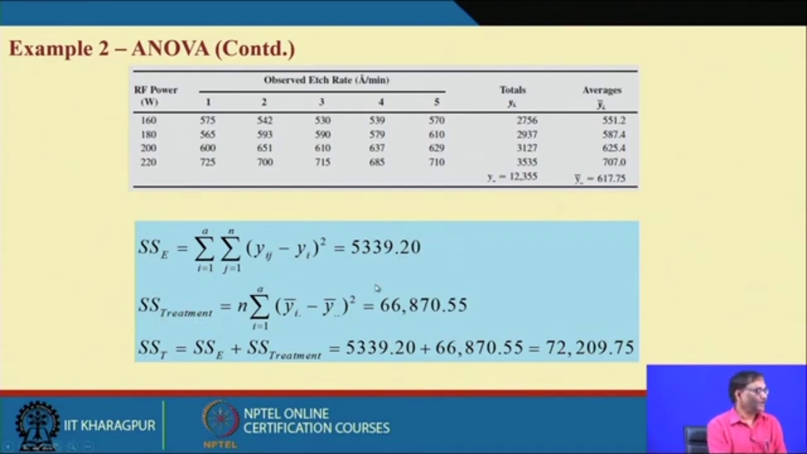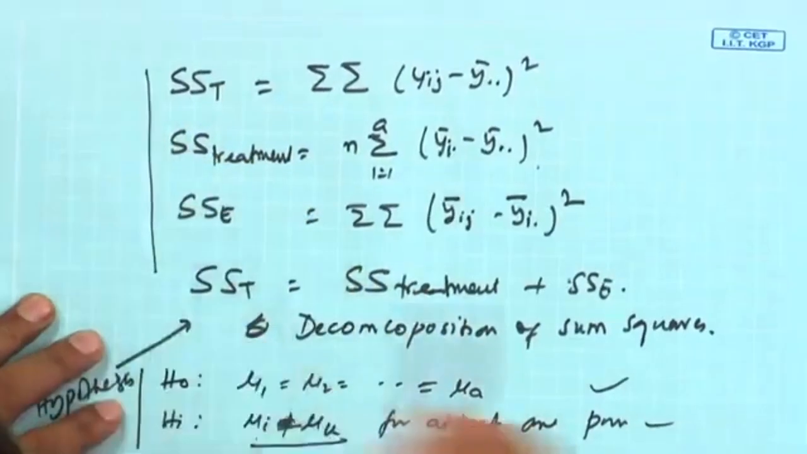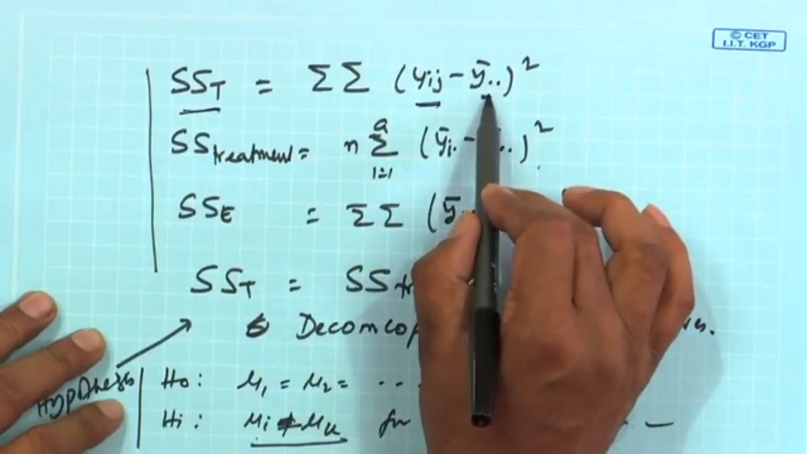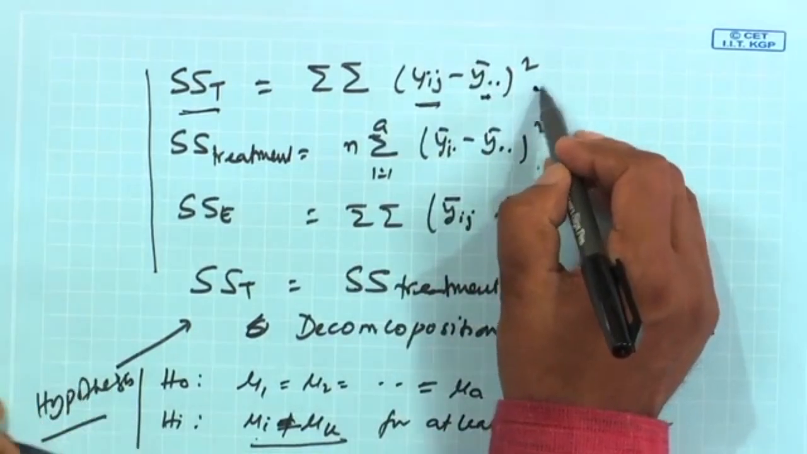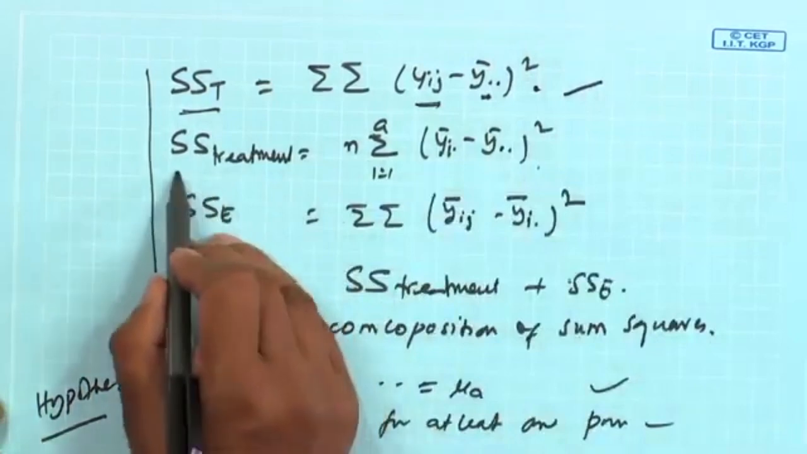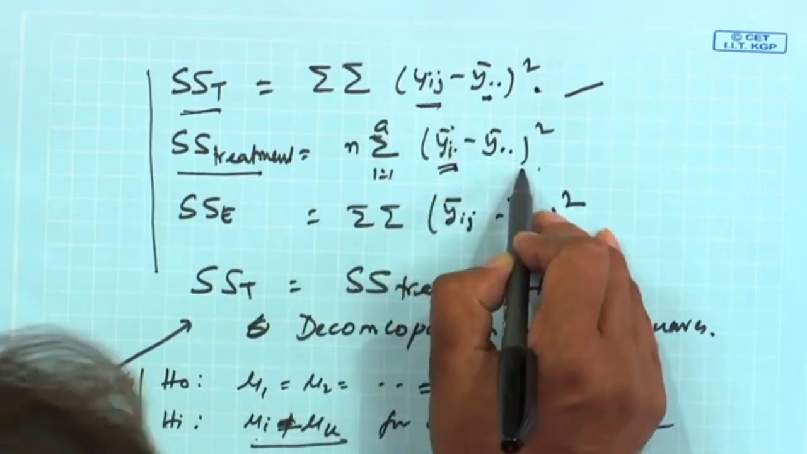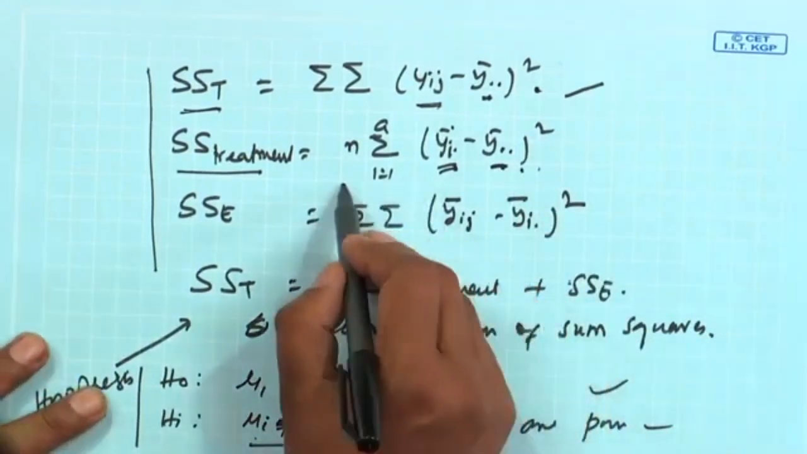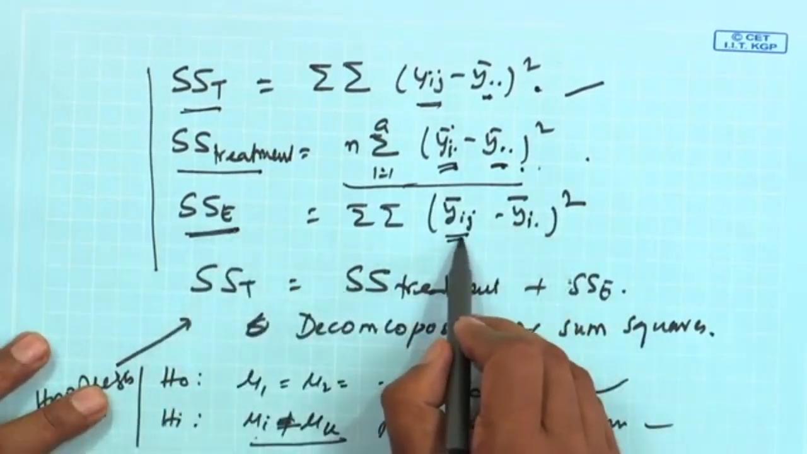Here let me tell you that there is a typographical mistake. So, please follow this. When you are talking about SST, each observation is subtracted by the grand average, that difference is squared, and then the overall sum is taken. When you are talking about SS treatment, every level average is subtracted from the grand average, that difference is squared, and using this you are getting this.